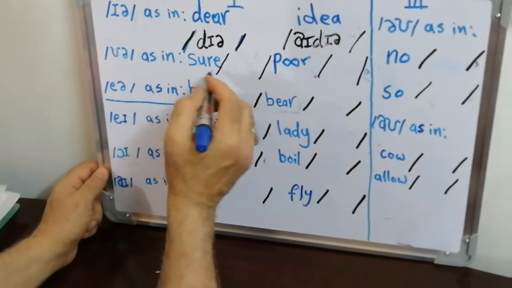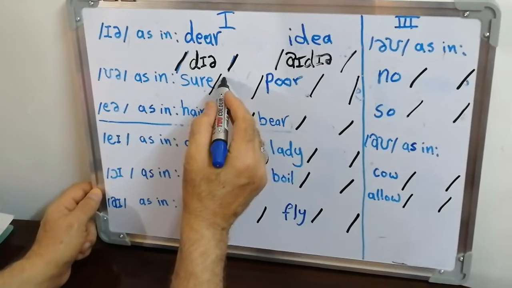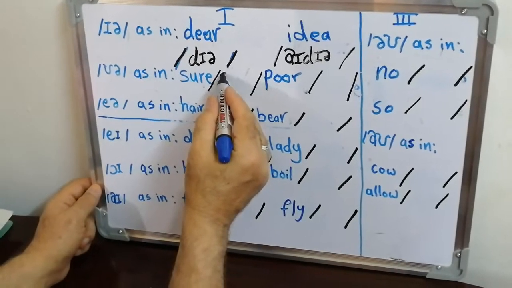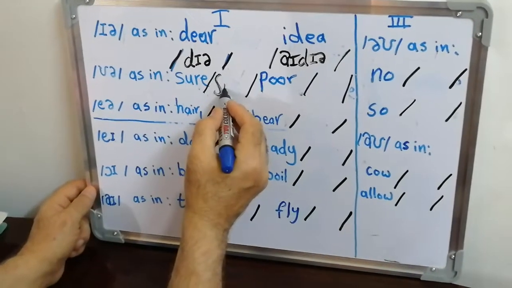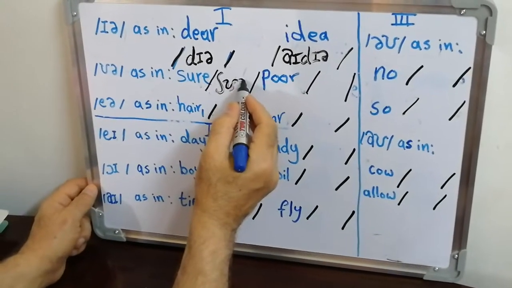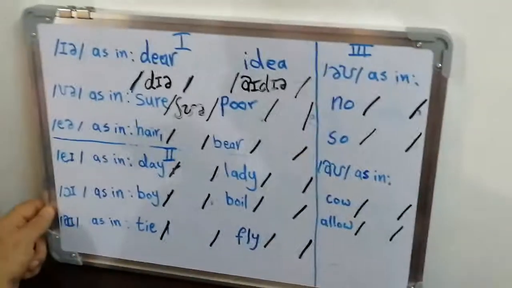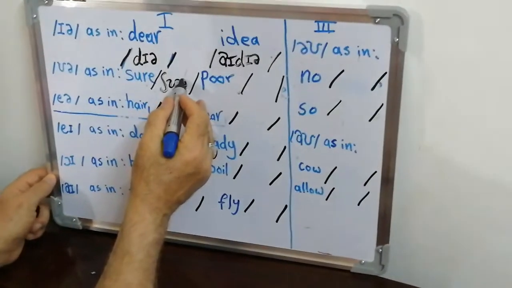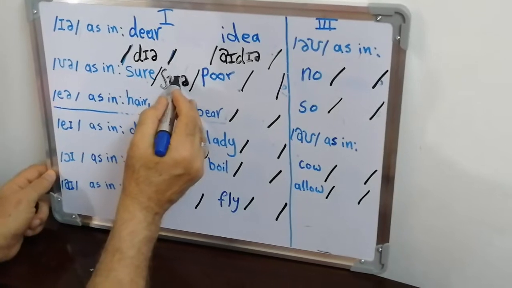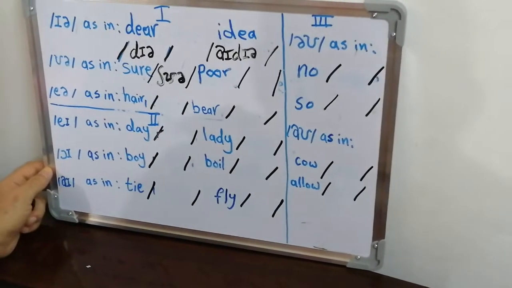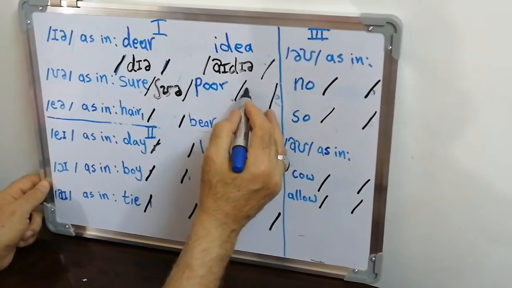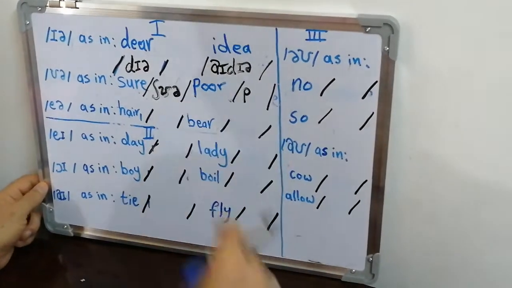Let's see how we transcribe the word sure. The word sure starts with this sound, sh, you remember this is a consonant. And then we have this vowel sound. We say sure, sure. Let's see, sure. This is poor, p, here, I do it here. P sound, p, sorry, p.